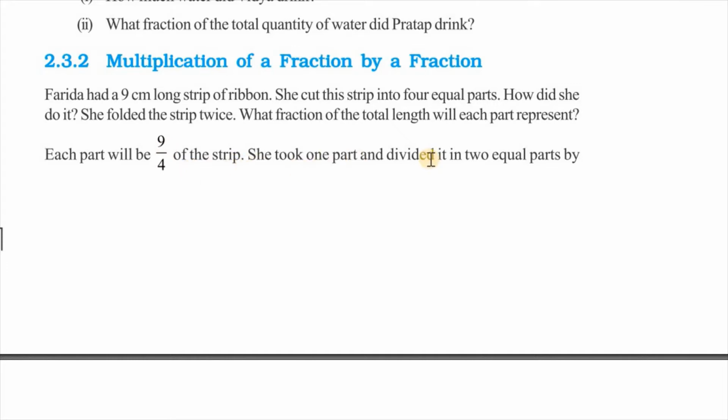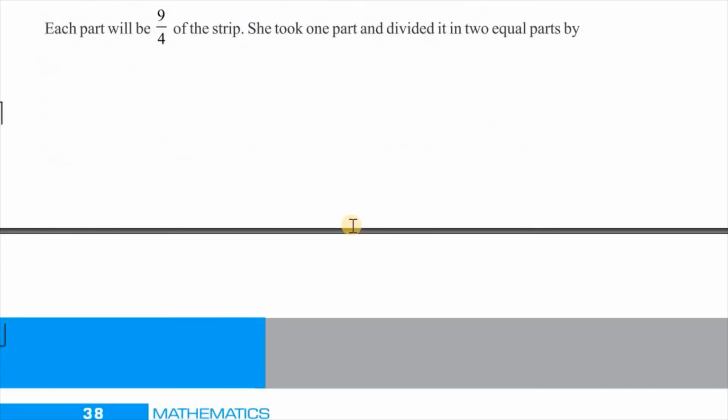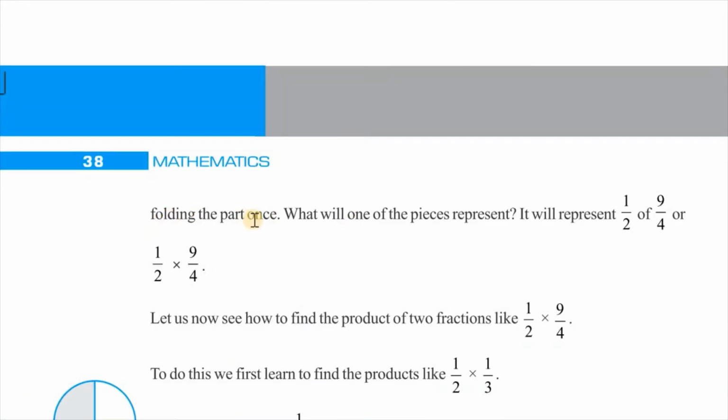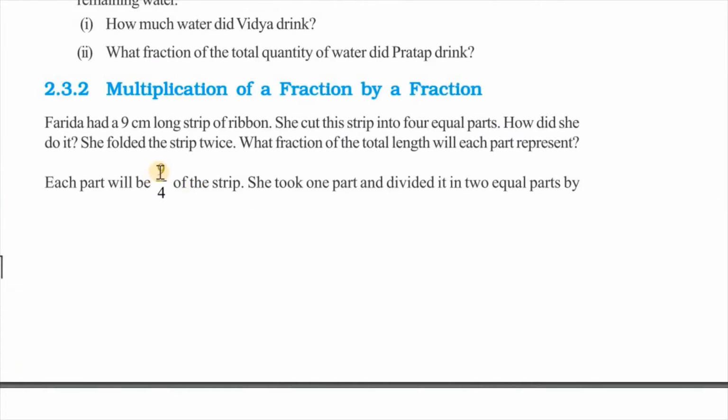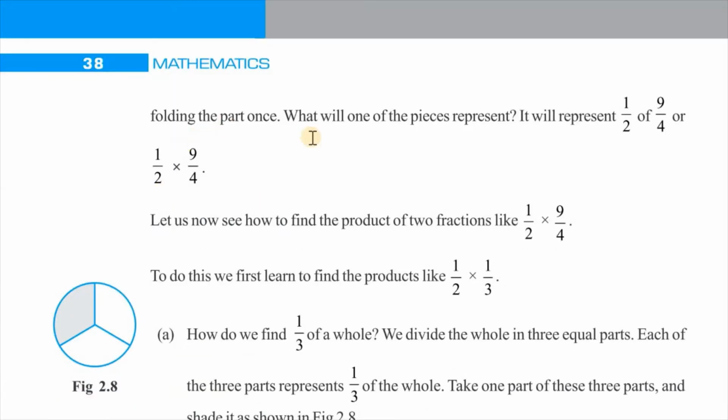She took one part and divided it into 2 equal parts by folding the part once. So next, she takes this smaller strip that is 9/4 centimeters and again divides it into half. What will one of the pieces represent? To find the length of the smaller strip, we should find out what is half of 9/4. We know from the fraction operator that this is nothing but half into 9/4.